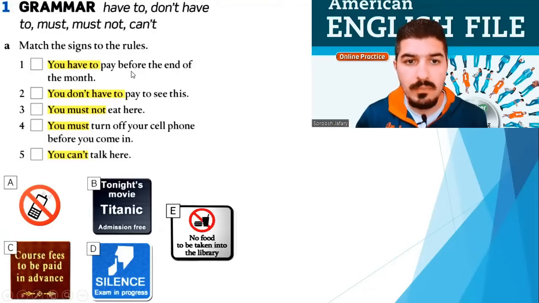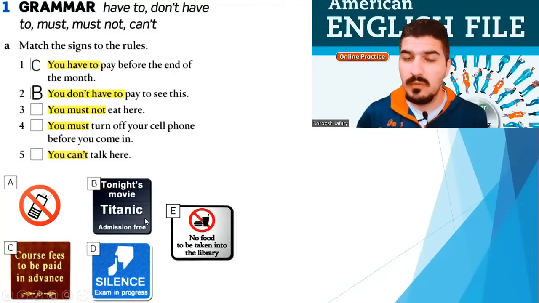You have to pay before the end of the month. C. All right, courses fees to be paid in advance. Number 2, you don't have to pay to see this. Which one is it? B. Tonight's movie, Titanic, admission free. Admission free, no need to pay.